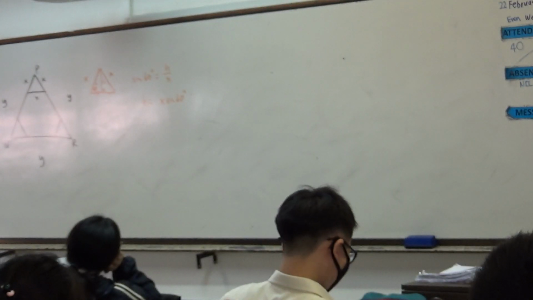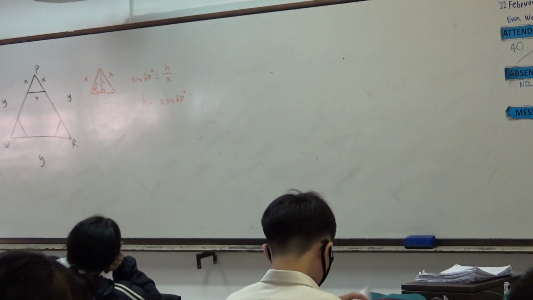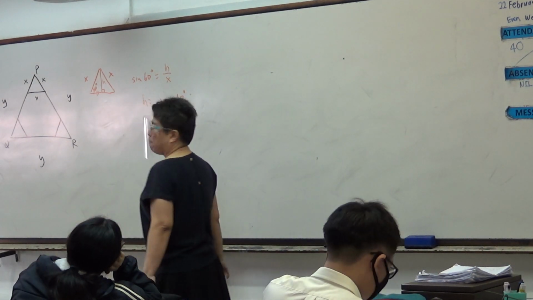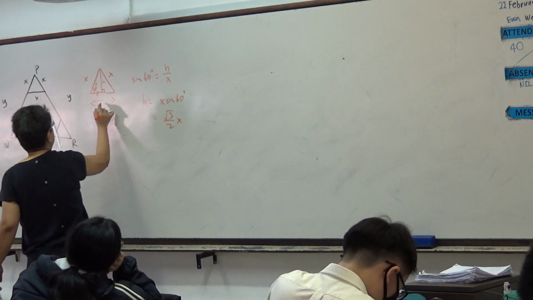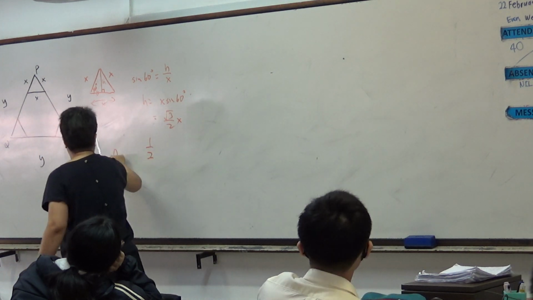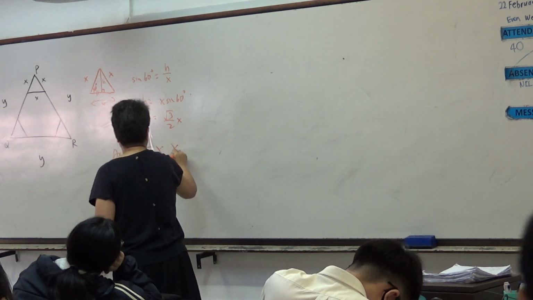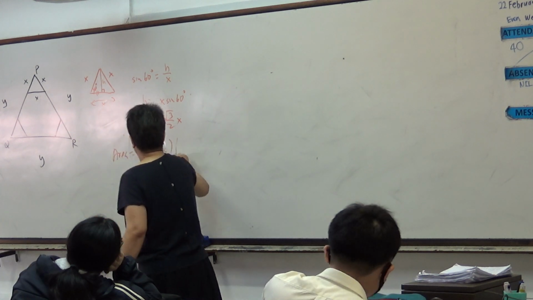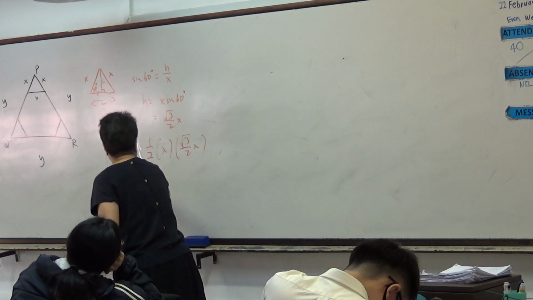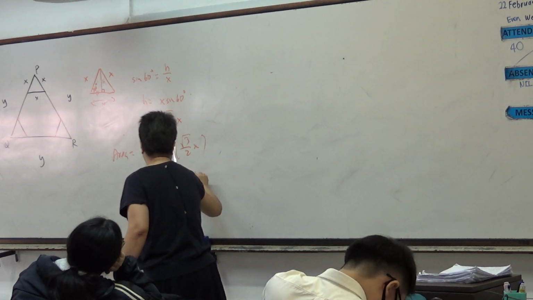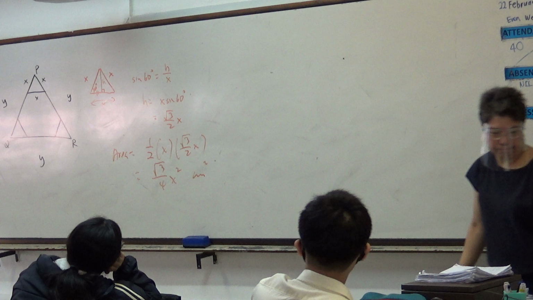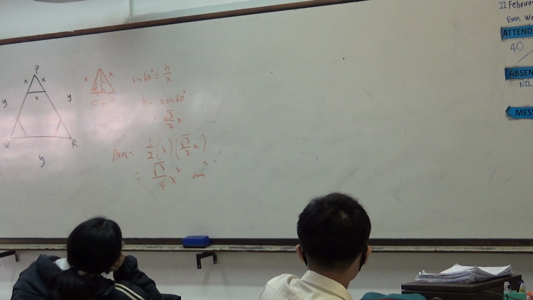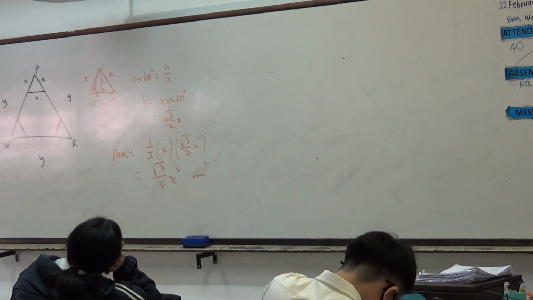So this will be root 3 over 2 x, right? Now, we know this is an equilateral triangle, so the area is half times base, which is x. Now, I don't use times, it's quite confusing. Half base times height. So, it will be root 3/4 x squared cm squared. Can you see what I'm talking about here? Yes or no? Okay, good.